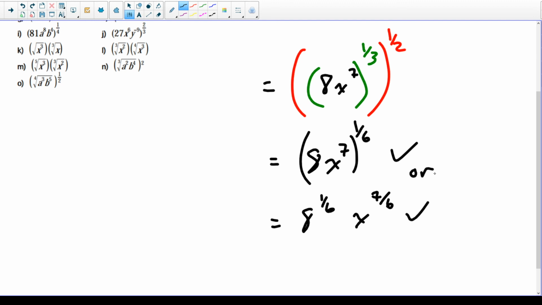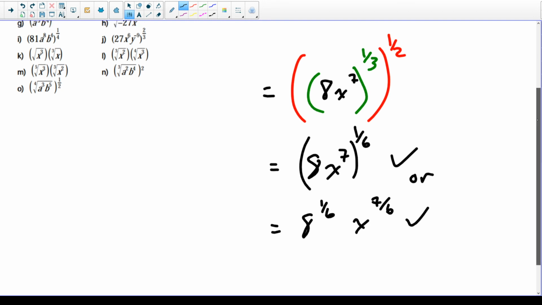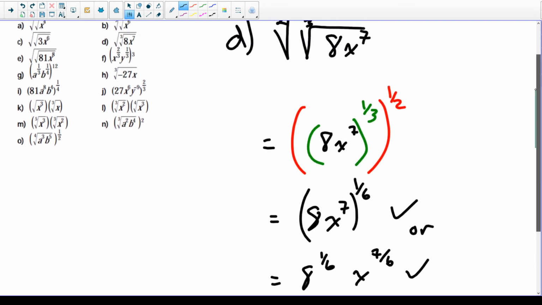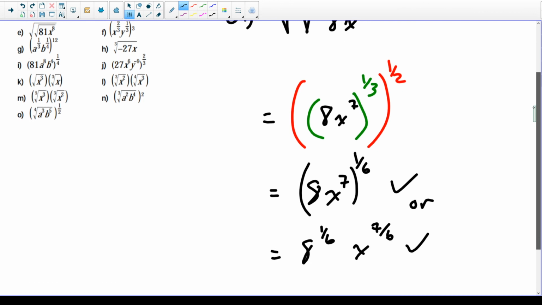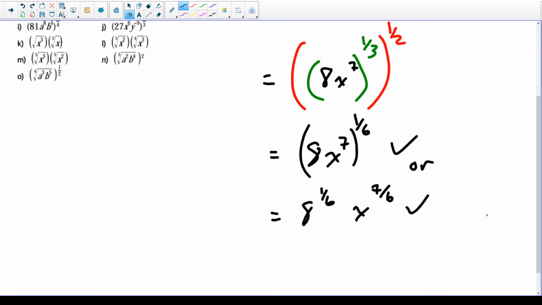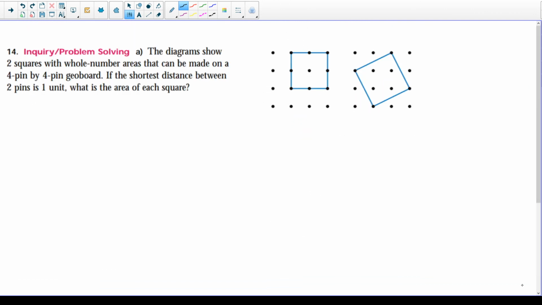Okay. So that should be enough. I mean, the rest of these are not very difficult besides the root inside roots questions. So I'm going to leave those up to you to investigate. Okay. Let's move on to the last one.